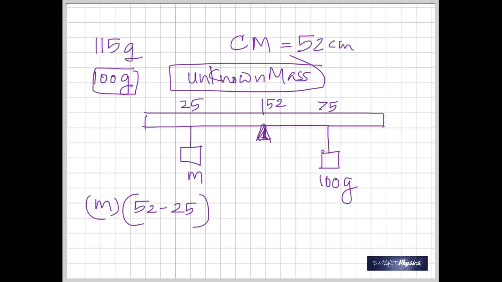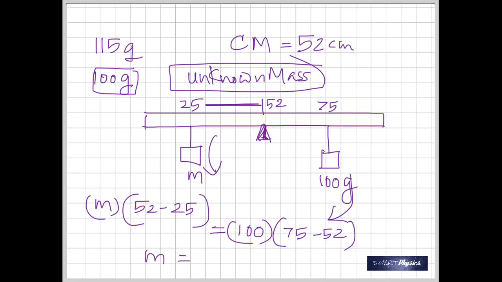Okay. So in this case, m times 52 minus 25 is equal to 100 times 75 minus 52. Isn't it? Which would give you 85.2 grams if you had my exact numbers. Yeah, I did it on the end and I got 1,061. You got what? 1,061 grams on the very ends.